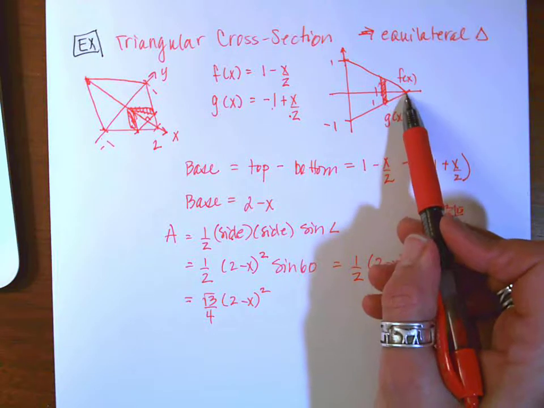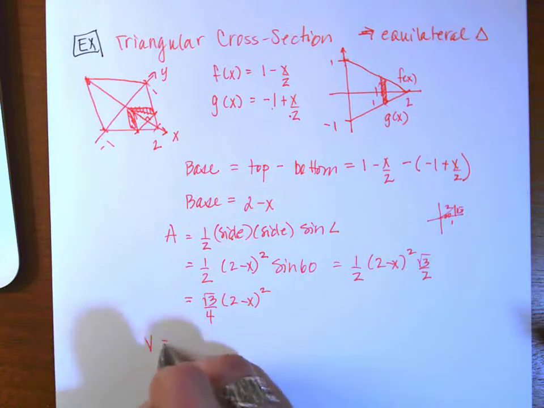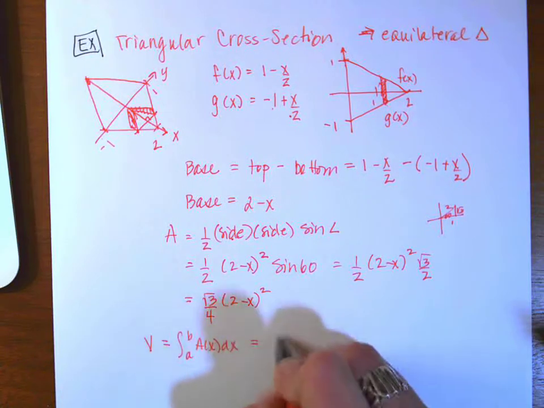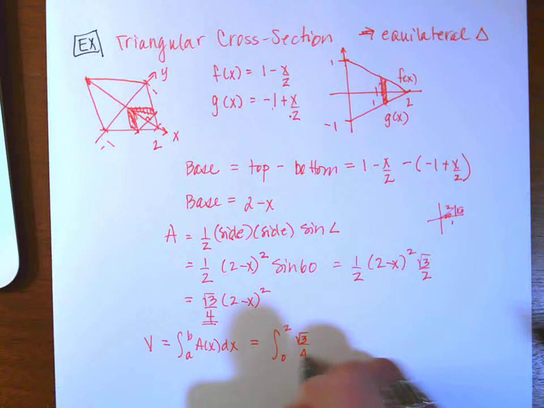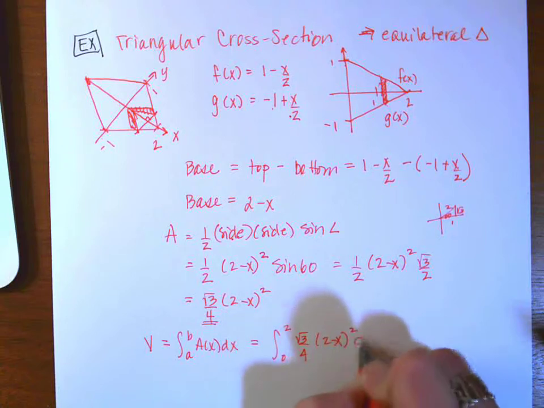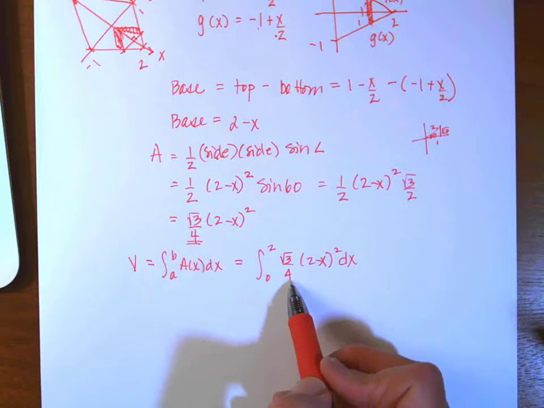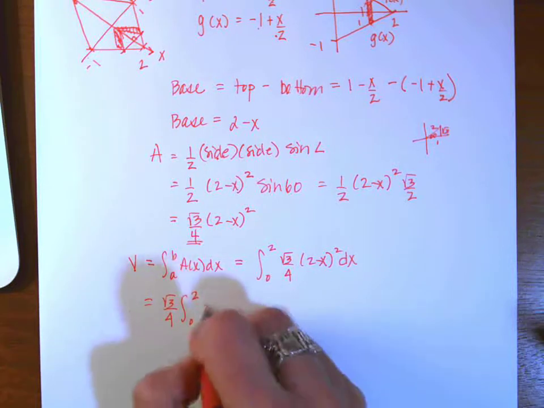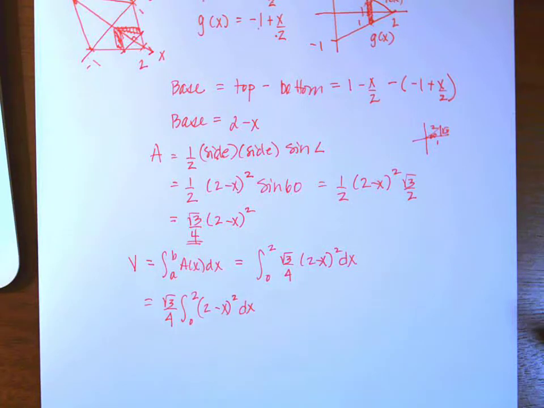I'm going from 0 to 2. This would have been given. We could have also figured out what the x-intercept is by setting y equal to 0, and then solving. So then for my volume, the generic formula is the integral from a to b of A of x dx. Well, I'm going to integrate from 0 to 2. This was my area formula, so it's going to be radical 3 over 4, 2 minus x quantity squared, and then there's the thickness of my known cross-section. This little guy's a constant, so we pull him out front. So this is radical 3 over 4, the integral from 0 to 2 of 2 minus x quantity squared dx.